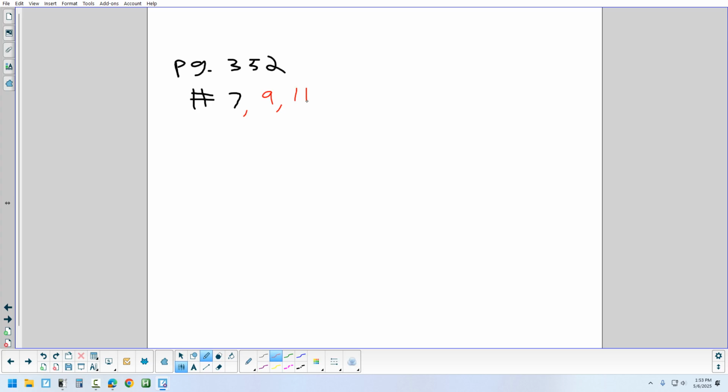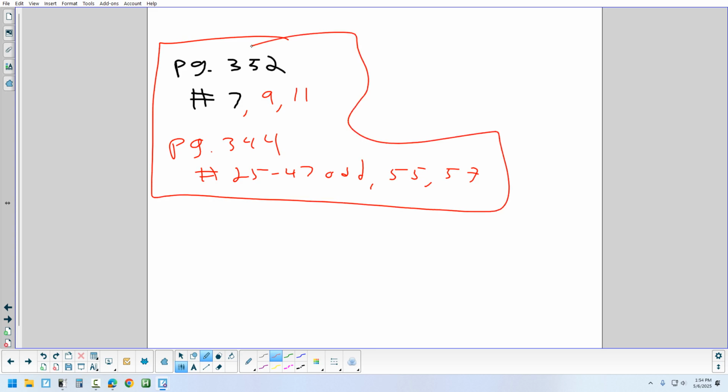So on page 352, there are 3 questions from what we just did. That's the dot product. And the other page was 25 to 47, and 55 and 57. So there's not very much on 352. That one's pretty quick.